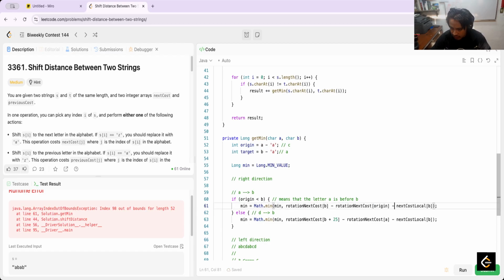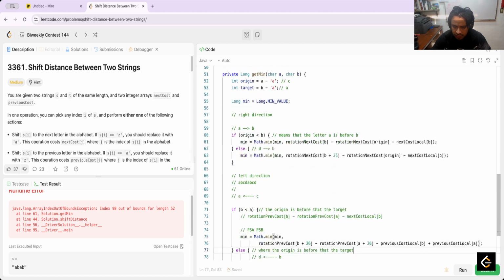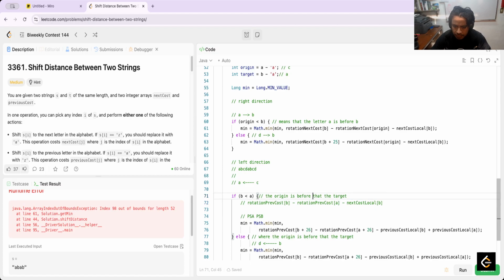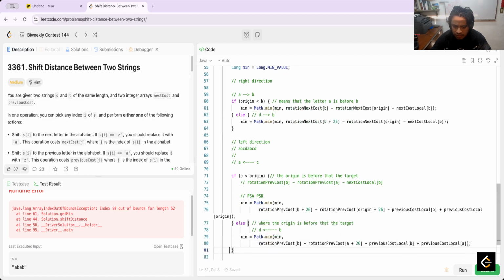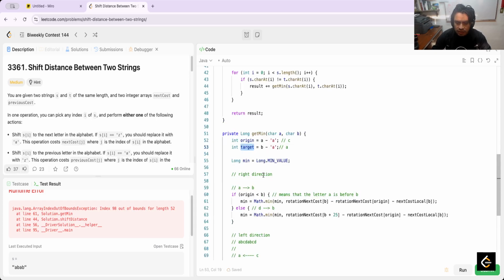Letter A. Here is here, and here is the same. Letter A, letter A, letter A. And now is the target.